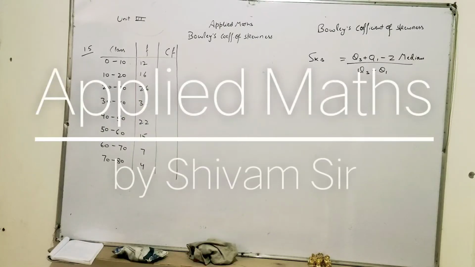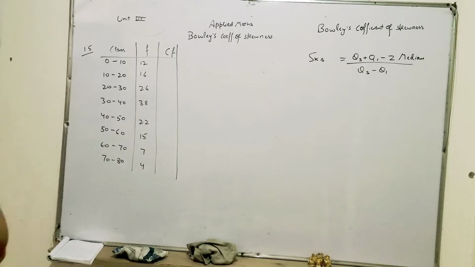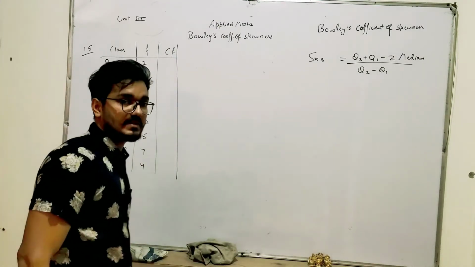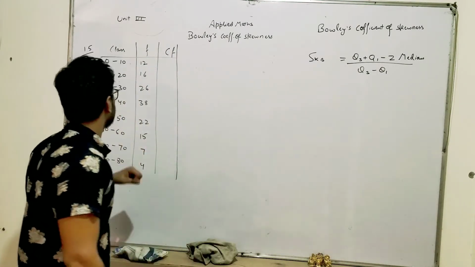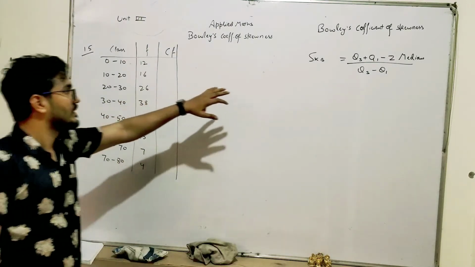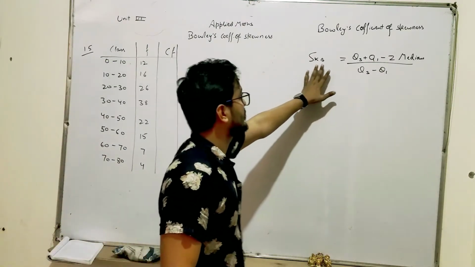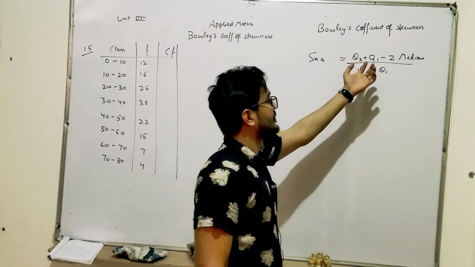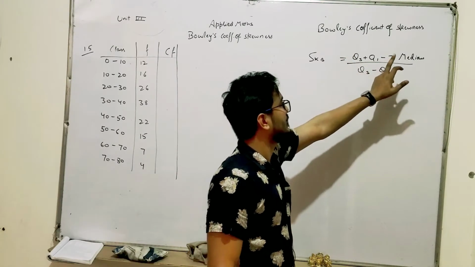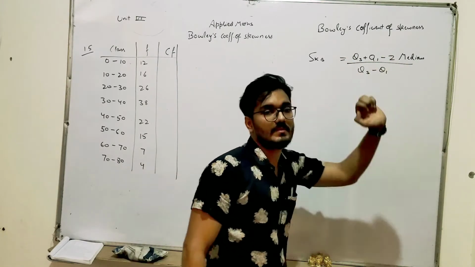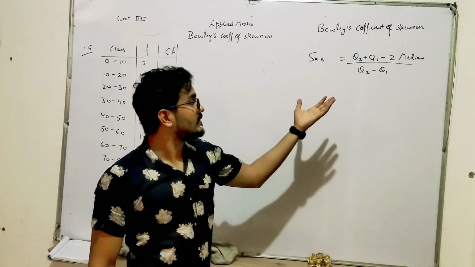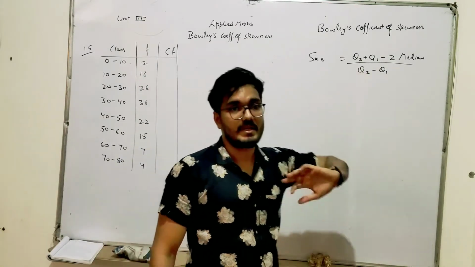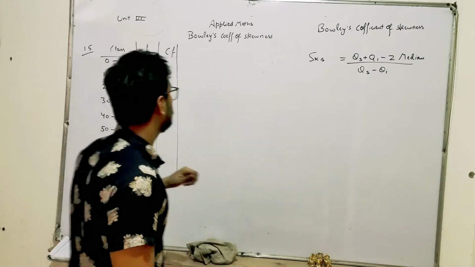So hello all, in this video we will talk about Bowley's coefficient of skewness. This is the next topic of Applied Maths Unit 6. The formula for Bowley's coefficient of skewness is Q3 plus Q1 minus 2 median upon Q3 minus Q1. Q3 and Q1 are quartiles. We know how to calculate their values.